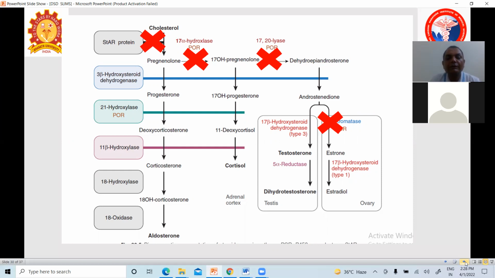Due to cortisol deficiency, there will be hypoglycemia, and cortisol is involved in the hemodynamic stability of the baby. So there will be hemodynamic instability, cardiac failure, and shock will ensue. And due to this overproduction of testosterone, the virilization of the external genitalia will take place.